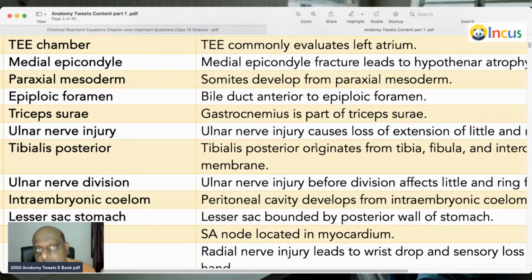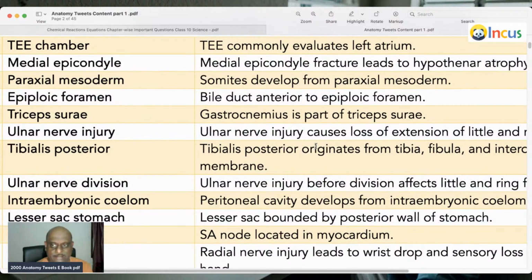Then the boundaries of the epiploic foramen is the favorite question of the examiner. The bile duct is anterior to the epiploic foramen. The foramen of Winslow is what you need to remember.